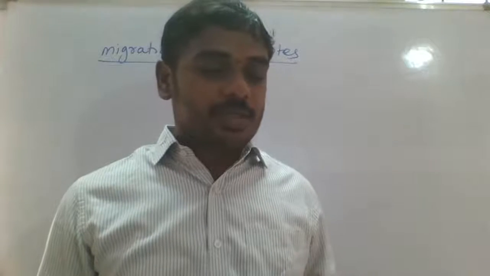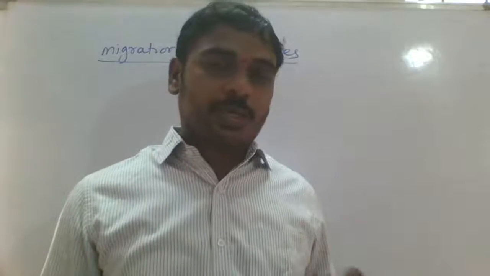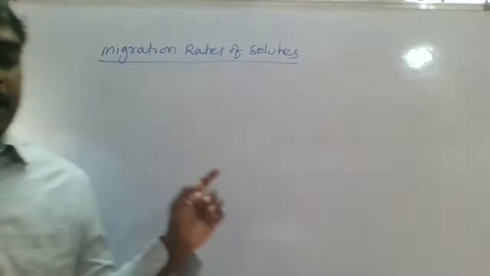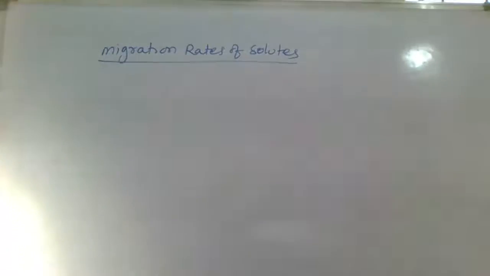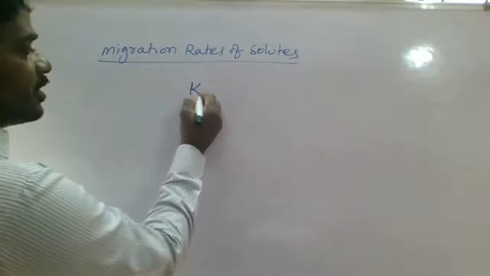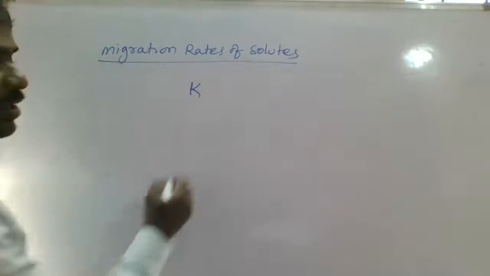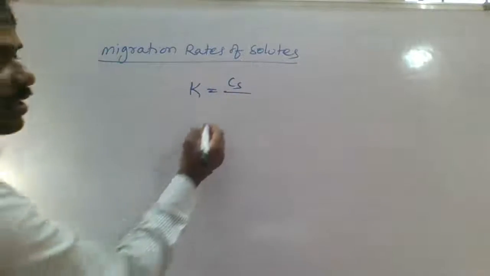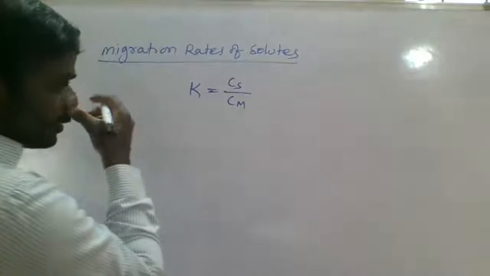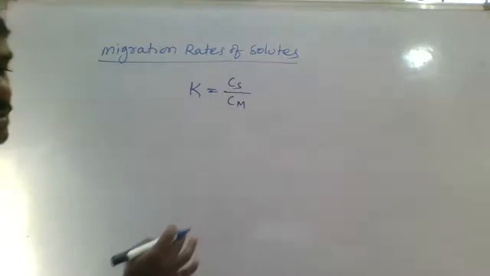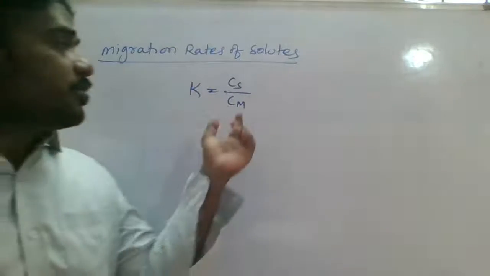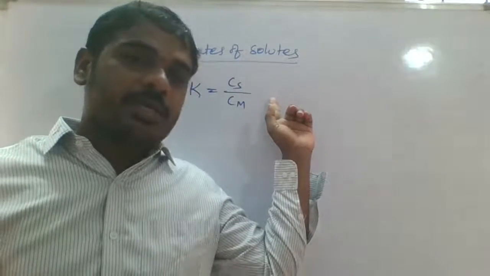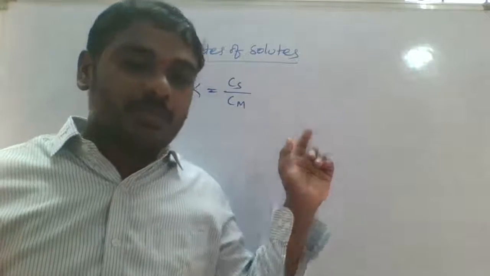Known by distribution constant, or partition coefficient, or partition ratio. So the migration rates can be calculated. The distribution coefficient or partition coefficient is equal to the concentration of solute in the stationary phase divided by the concentration in the mobile phase.